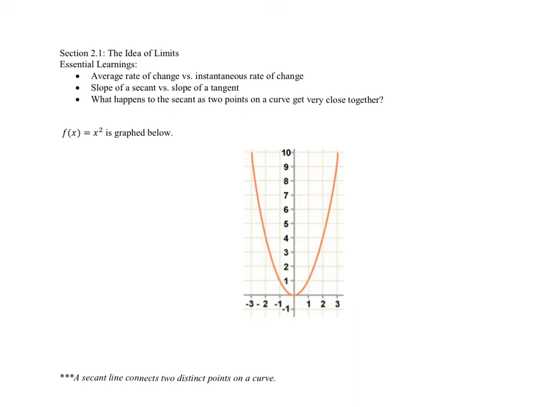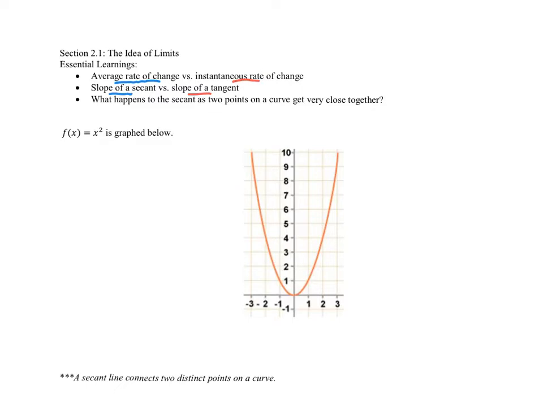AB Calc section 2.1, the idea of limits. Our essential learnings for today are really comparing two different types of rates of change. We've got average rate of change, which is the slope of a secant line on a certain interval. And we've got instantaneous rate of change, which is the slope of a tangent line on a certain interval. And what happens to a secant line as two points on a curve get very close together.